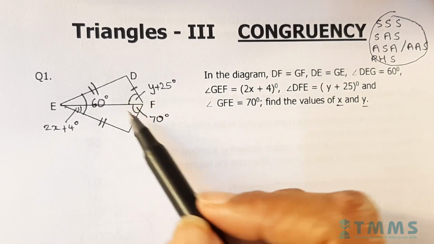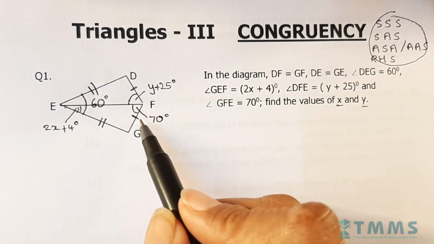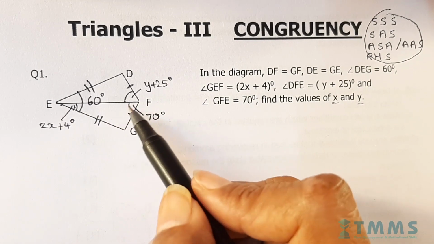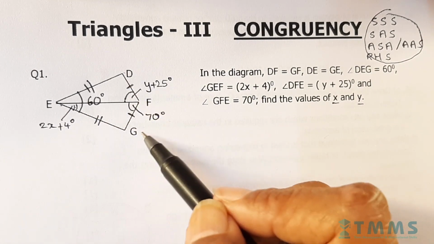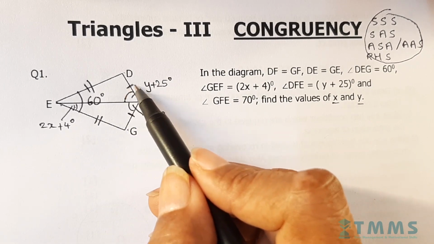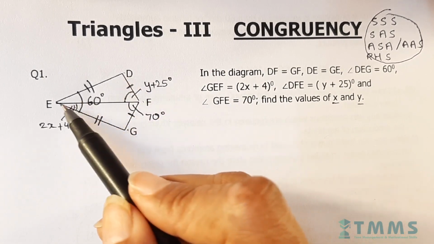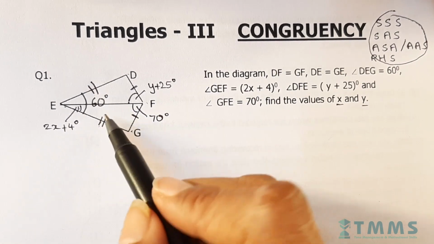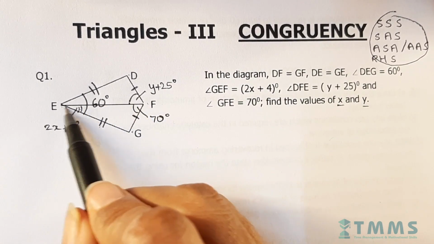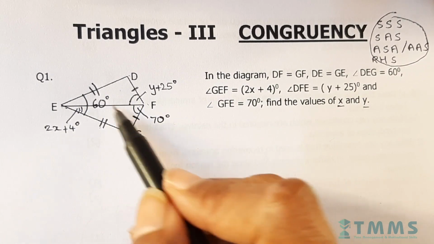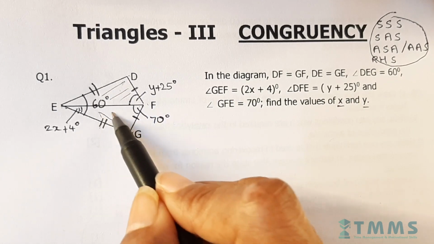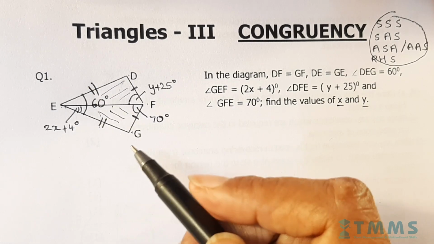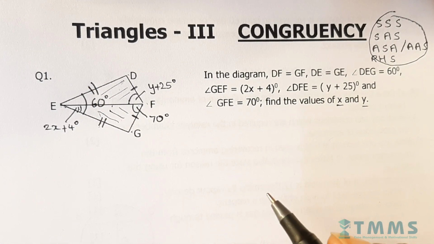Now as you can see, there are two triangles, DEF and GEF. And in these triangles, you will see that DF and GF are equal. So I marked them with the single line here. And DE and GE are equal. So I marked them with double line here. And you can see the third side, that is EF, is common to both the triangles. So the two triangles are congruent because of SSS test for congruency. So we write just that.